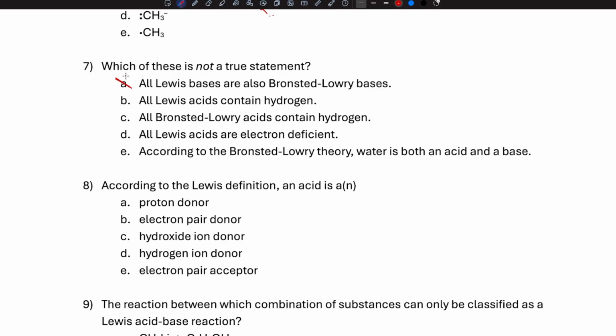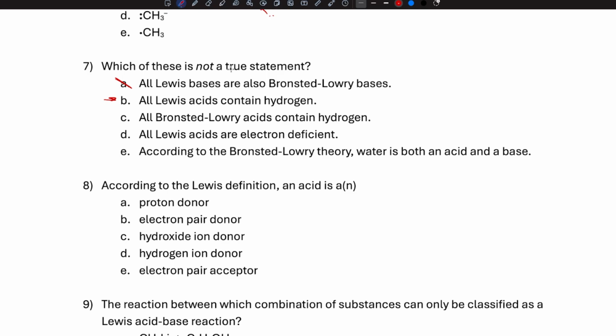All Lewis acids contain hydrogen? No, it doesn't have to be true, right? Lewis acids are accepting a lone pair. There's no reason why it needs a hydrogen, right? We're not donating this hydrogen. We're accepting a lone pair. And we actually saw examples like that earlier in this worksheet. So if you haven't, just wind back and see all these examples that we talked about. You don't need to have a hydrogen to qualify as a Lewis acid. So we'll mark this as a probable answer.